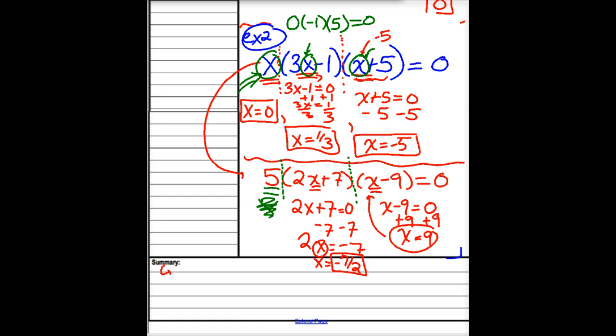So in summary, to use the zero product property, you just set each factor equal to 0 and solve for x, or the variable. That's it. It's nice and easy.